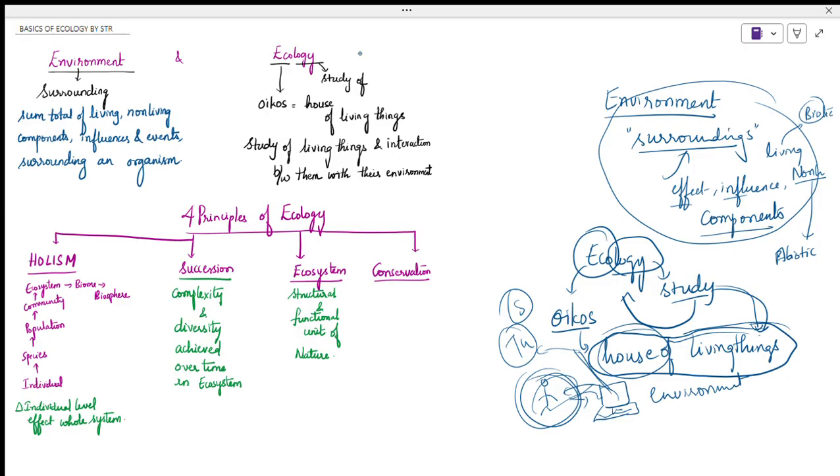So ecology is based upon four principles. First one is holism, second one is succession, third one is ecosystem, and fourth one is conservation. We'll be looking at these things in more detail in further lectures.